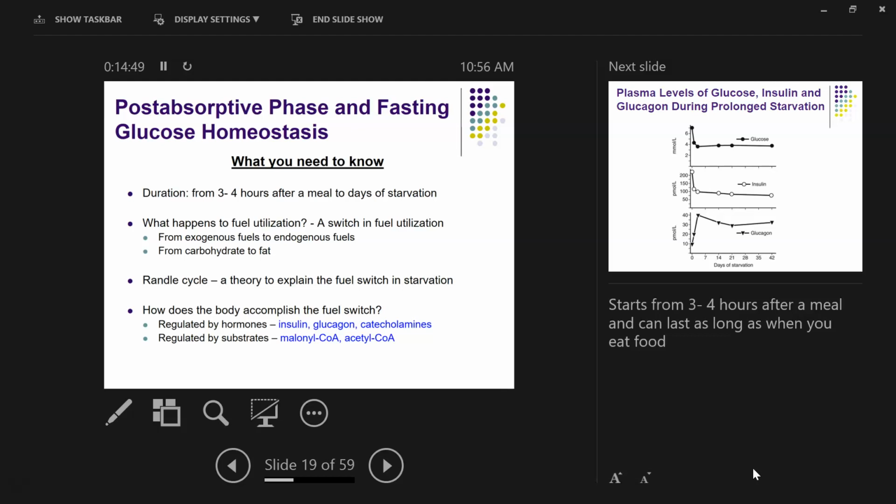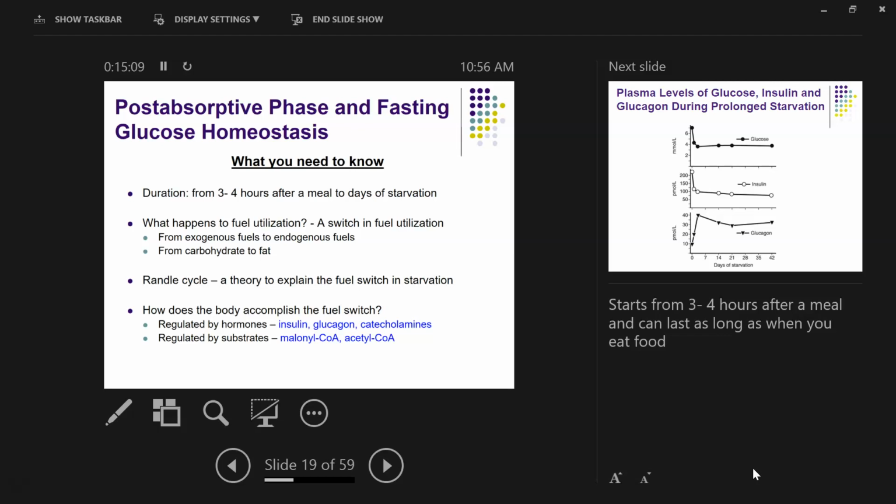And you also need to know the explanation for the fuel utilization switch. It's called the Randle cycle. So the Randle cycle is a theory to explain the fuel switch during starvation, right?